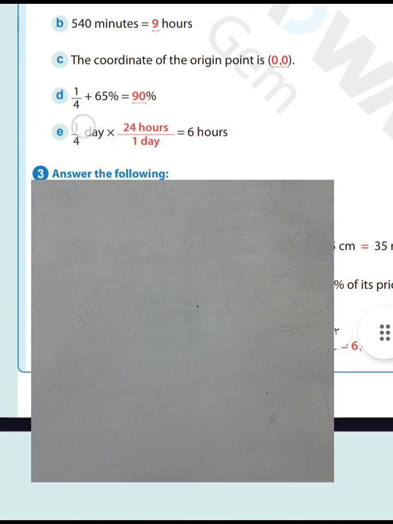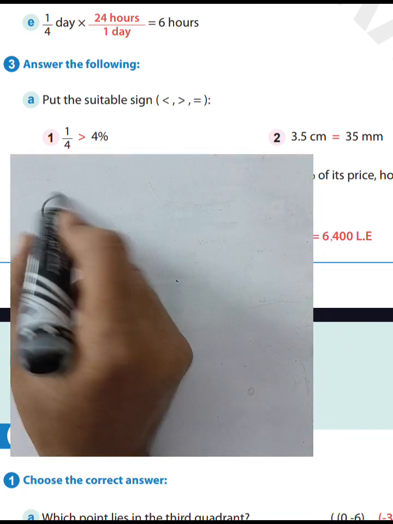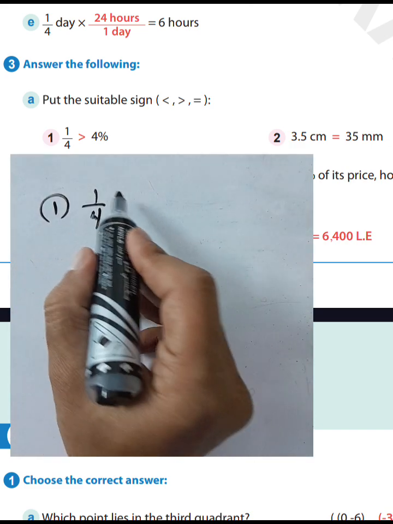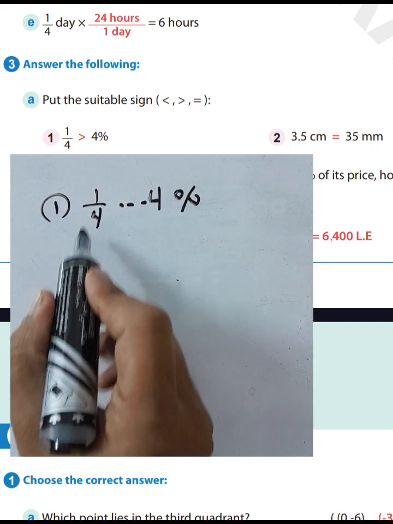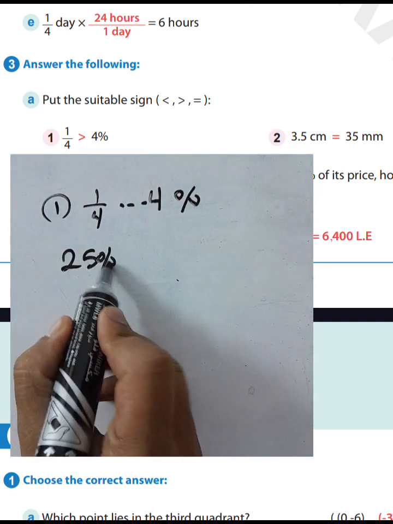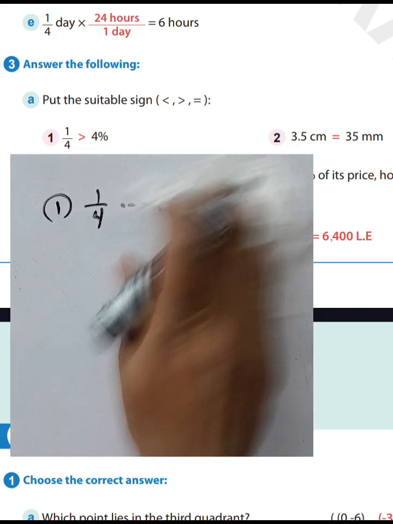Question number 3. Put more than, less than, or equal to. Question number 1. 1/4 or 4%. Which is greater? We know 1/4 will be 25%. 25% is greater than 4%. You must write greater than.